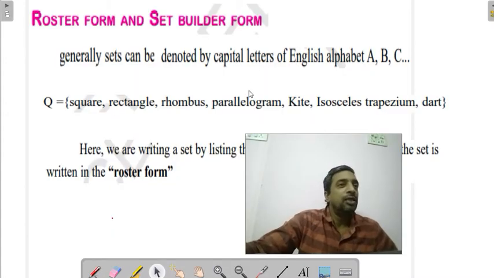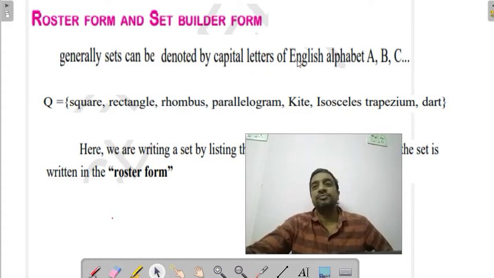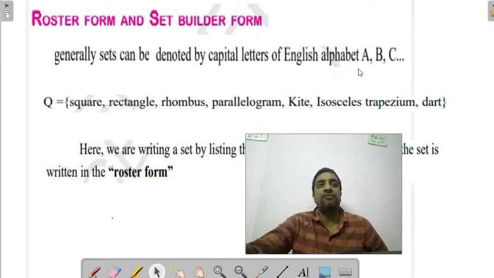See children, first of all roster form and set builder form. So what is this roster form? Roasted means ready to eat. In the same way, in sets also, ready to eat means what? Ready to use. So generally sets are denoted by capital alphabets.